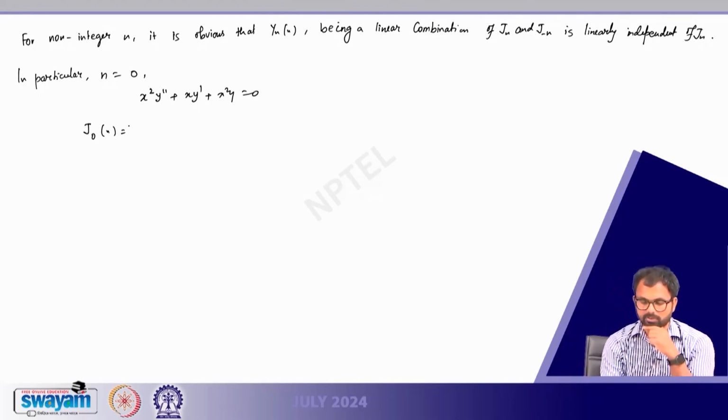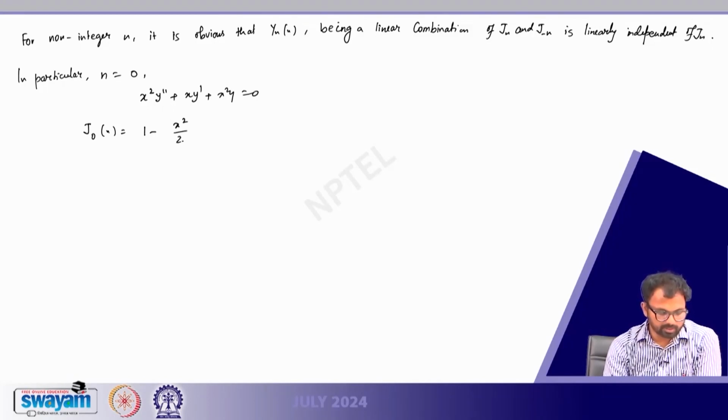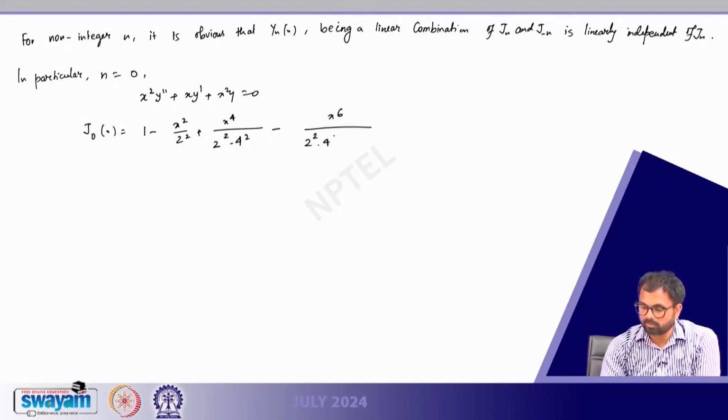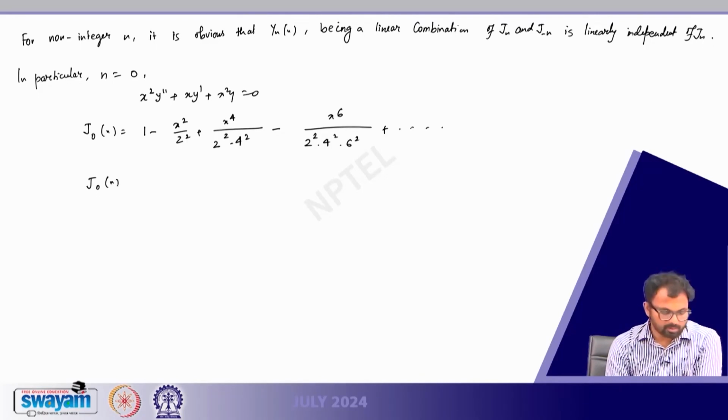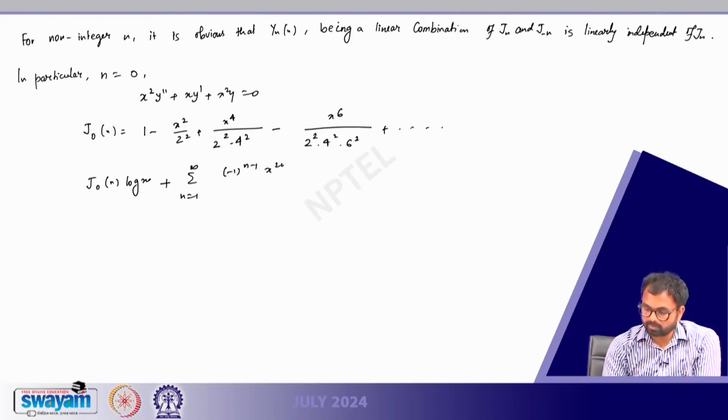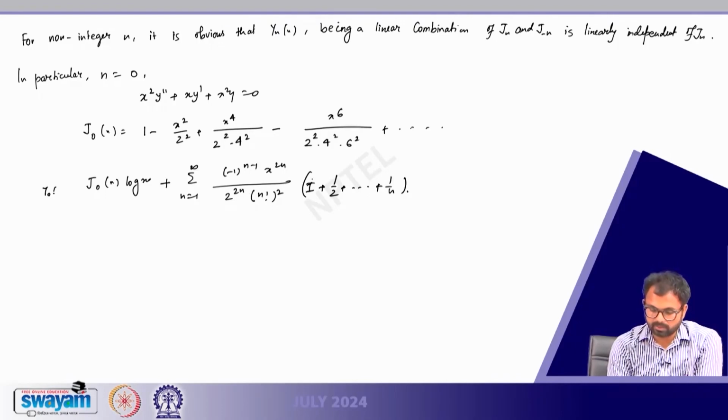So, Bessel's function of order 0 will be given by 1 minus x squared by 2 squared plus x to the power 4 by 2 squared 4 squared minus x to the power 6 by 2 squared into 4 squared into 6 squared plus and so on, and J0(x) log x plus summation n running from 1 to infinity (minus 1) to the power n minus 1, x to the power 2n divided by 2 to the power 2n (factorial n) whole squared, into (1 plus 1/2 plus 1/3 up to 1/n). So, this is our Y0(x), right.